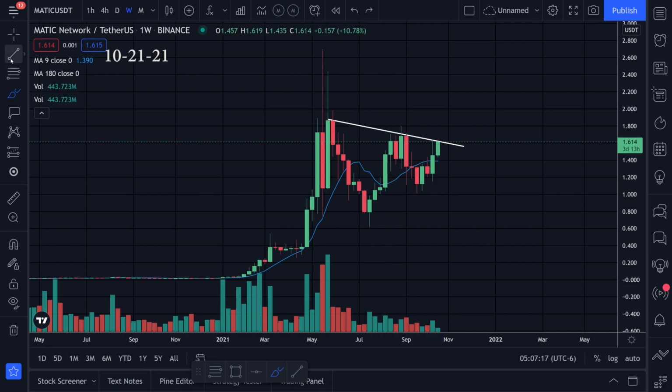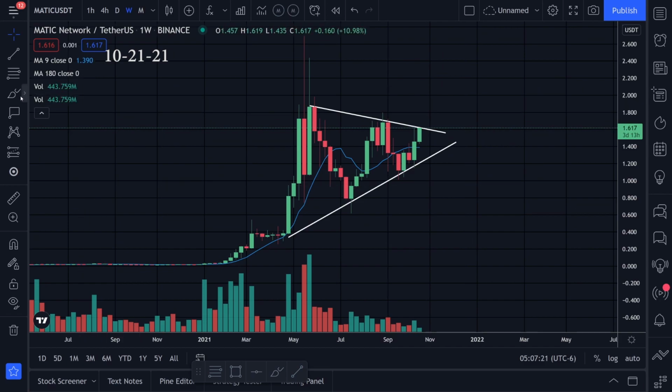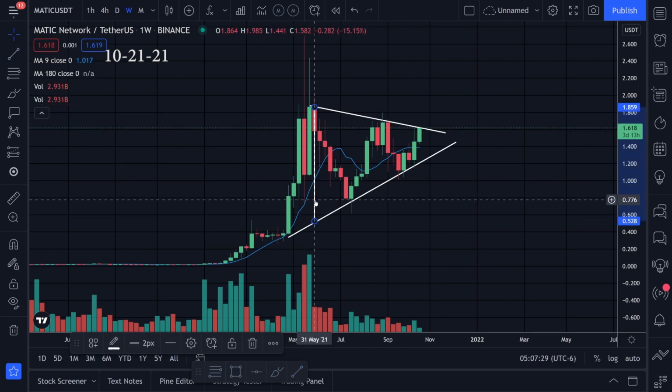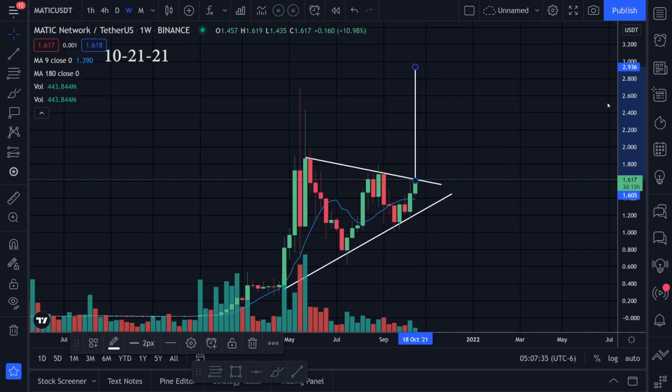Let's do a bottom trend line as well. Maybe we could even drag from the back over here. So we're looking at this big, huge triangle pattern, something like that. I think if we get a breakout to the upside, we might be targeting from the top to the bottom of this triangle, drag that to the breakout, and we're looking at a target of approximately 2.93.